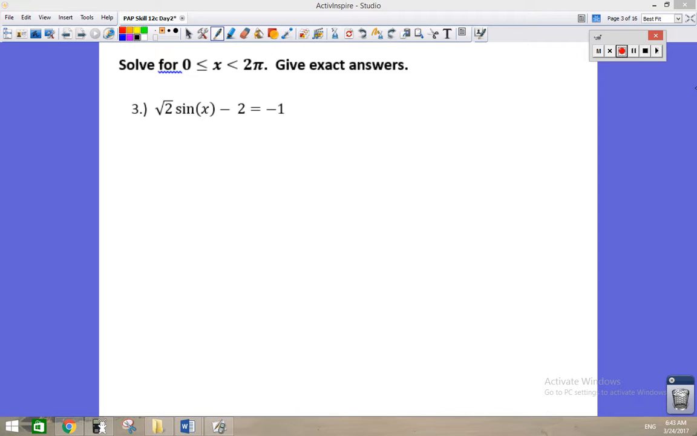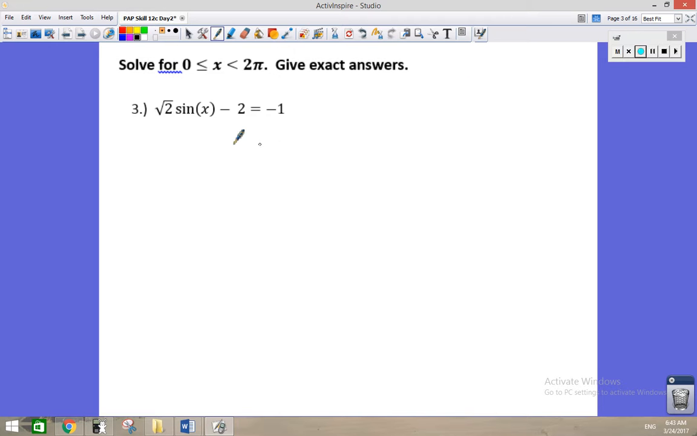Let's take a look at solving these trig equations. This equation has infinitely many solutions. However, they're not wanting us to describe those infinitely many. They're just wanting us to list the solutions that are between 0 and 2 pi. They want us to give exact answers. We can use the calculator to check our work, but we can't give a decimal approximation with the calculator.